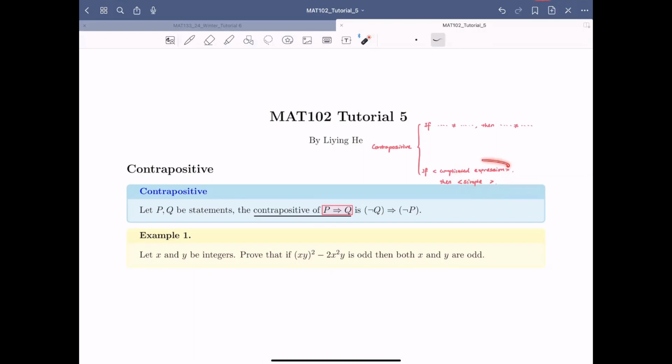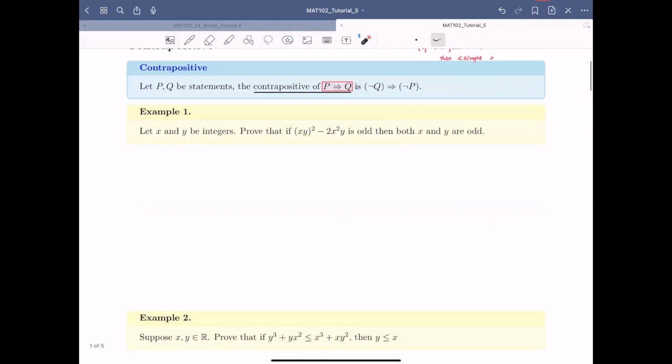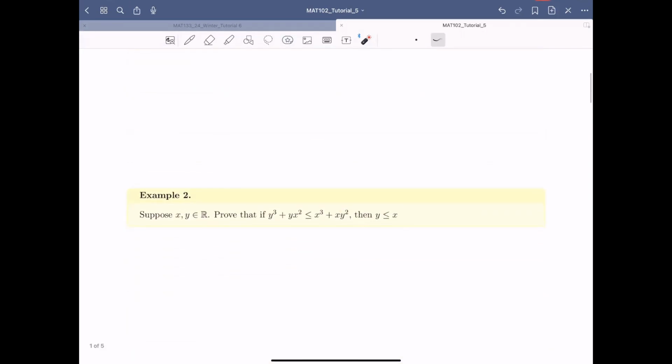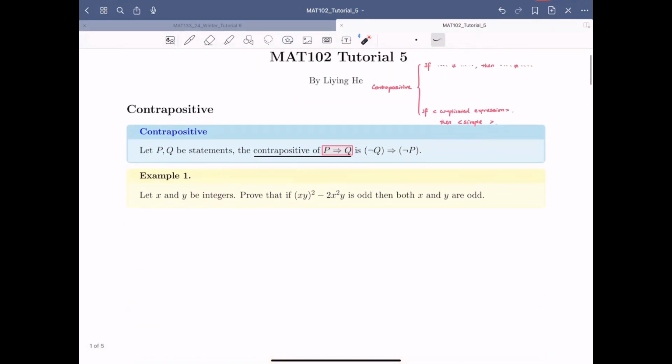So what do I mean by complicated expression? For example, this. You can see that we prove that if a long or big expression is odd, then both x and y are odd. The fact that x or y, those are simple things, right? So this is a very classic or typical contrapositive question. If you look at example 2 here, you'll see that it's the same thing. Here, it's something complicated, but what you need to prove here is something very simple. So again, this is a classic contrapositive question. They even look like you need to use contrapositive for them.